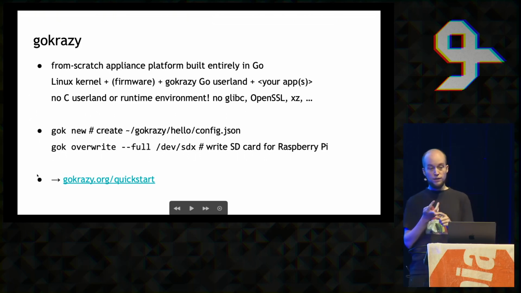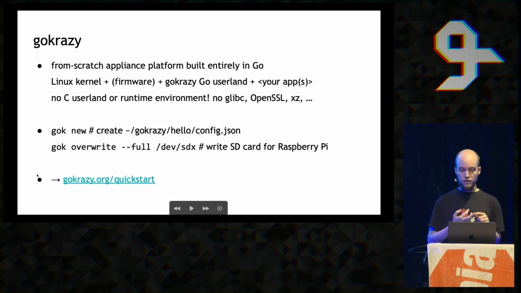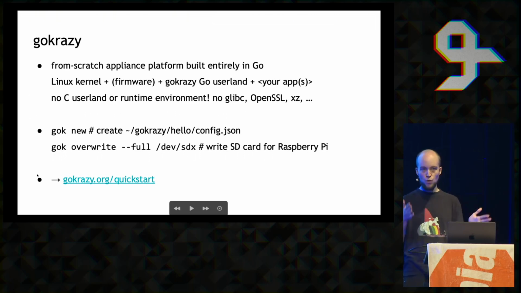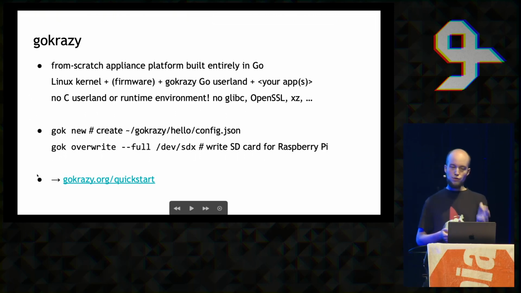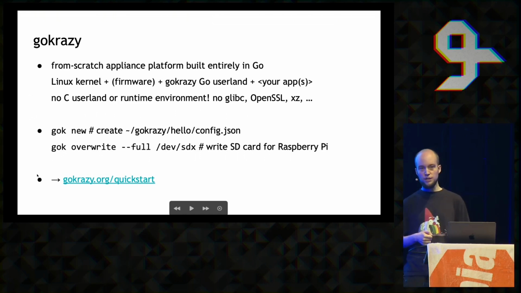The third component is the Gokrazy Go userland. I'm going to show you what that consists of in just a sec, but that's entirely written in Go. That's what we provide. And the fourth part is your applications, whatever you want to build, that's the idea. But specifically, you will have no C userland or runtime environment at all on these systems. You will not have glibc, you will not have OpenSSL, you will not have XC or anything like that.